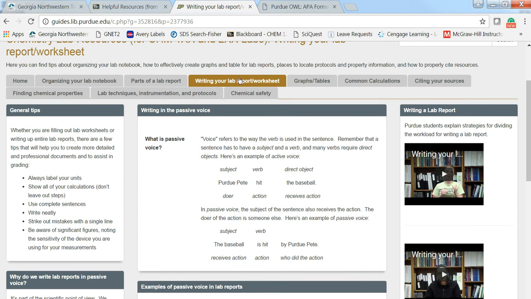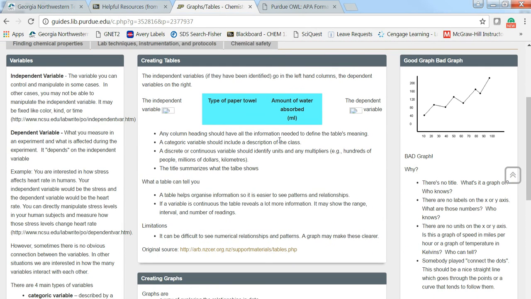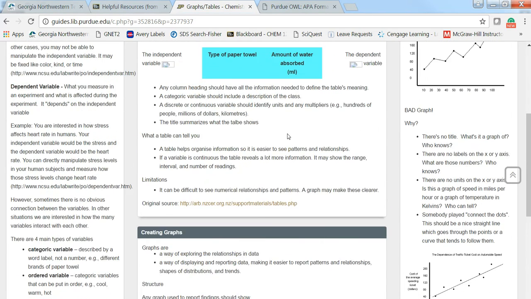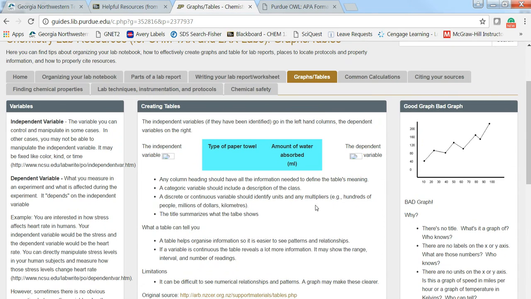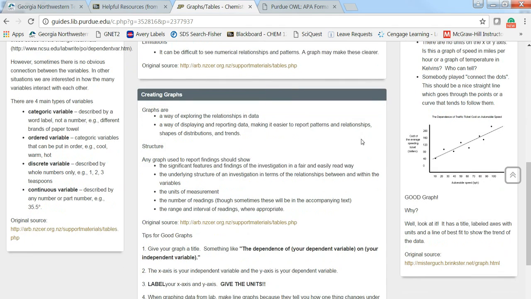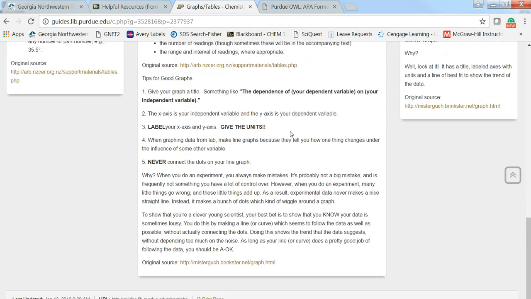Make sure of that. We talked about graphs and tables a little bit. You don't want to give a graph that just looks like a kindergartner did it with little connecting-the-dots lines. That's not what you're doing when you do a scatter plot. You did a linear regression and you had a best fit line and all that. You have to label it, you have to give it a title. It's very important. So, tips for good graphs.